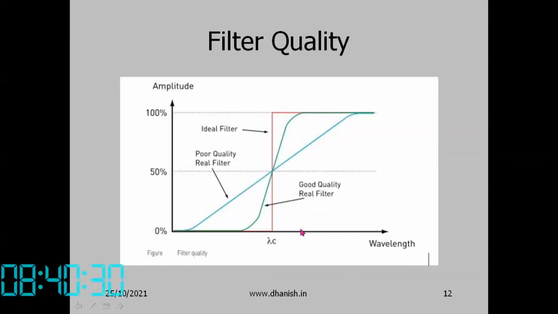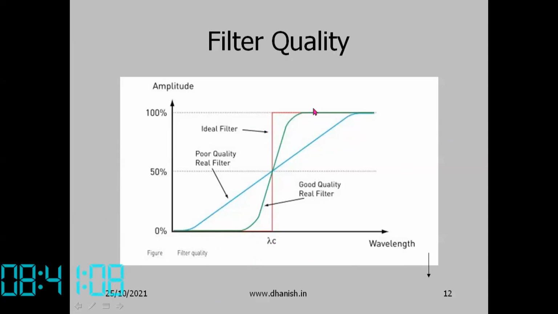Filter quality. Ideally, if you specify a filter, say this lambda c is the filter cutoff, the ideal filter should filter out all wavelengths below this, and all wavelengths above this should be transmitted. So ideally, we should get a characteristic like this, a vertical line. Let's say this filter is for a wavelength of 0.8 mm. All wavelengths below 0.8 mm should be filtered out, and all wavelengths above 0.8 mm should be transmitted.